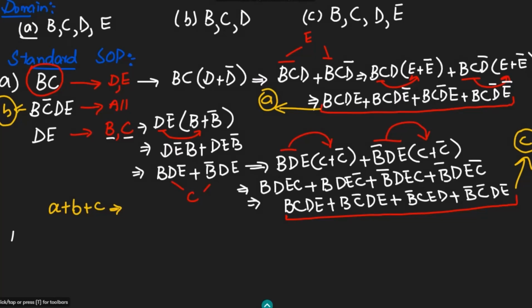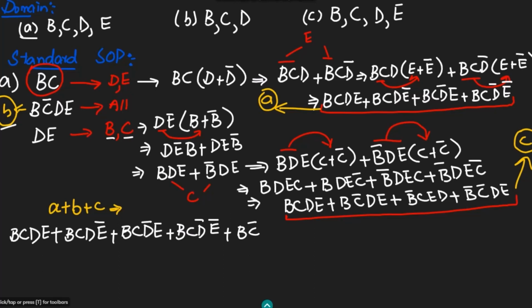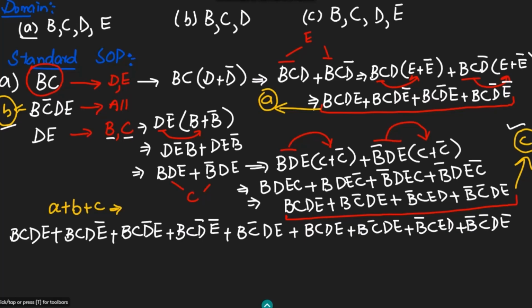So the equation A is B C D E plus B C D E prime plus B C D prime E and plus B C D prime E prime. Okay. Similarly, equation B is B C prime D E. Okay. And equation C, which is here, that is plus B C D E plus B C prime D E plus B prime C E D plus B prime C prime D E. Okay. So we have these equations.